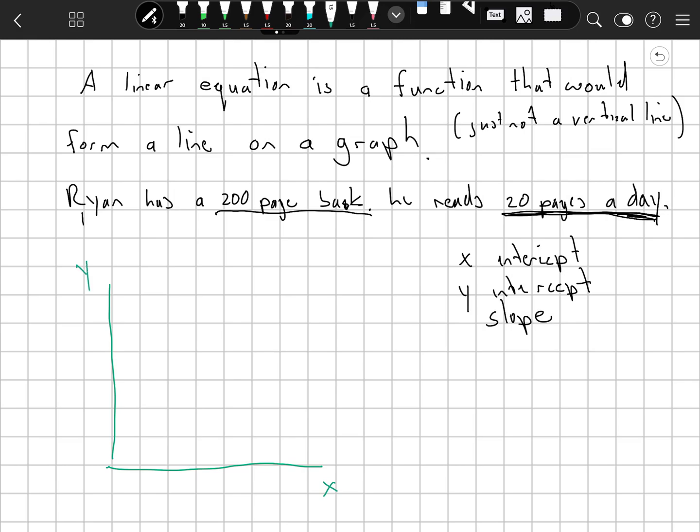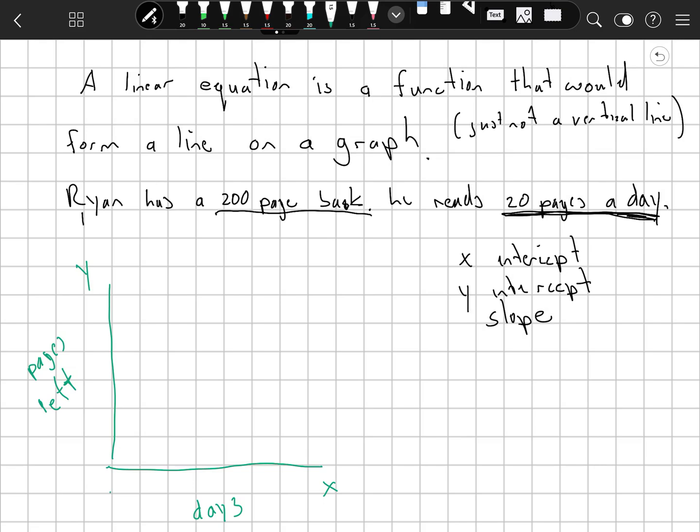X is going to be the number of days. Remember, time is usually the independent variable, and then Y is the number of pages left. Pages left. That's how I want to do that this time. Some people might do pages read, which is a little different, so it's important how you label your axes. And let's see if we can plot some points.